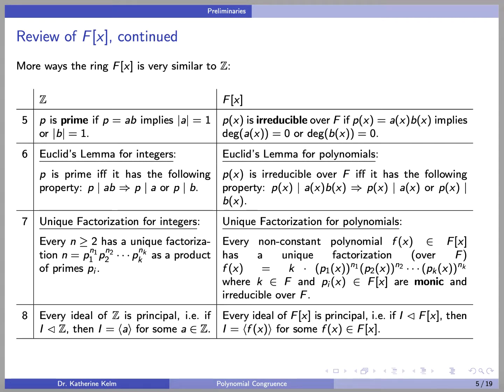And finally, every ideal of Z is principal, i.e., any ideal of Z is generated by a single element. And the same is true for polynomial rings. If I is an ideal of a polynomial ring with coefficients in a field, then I is generated by a single polynomial.